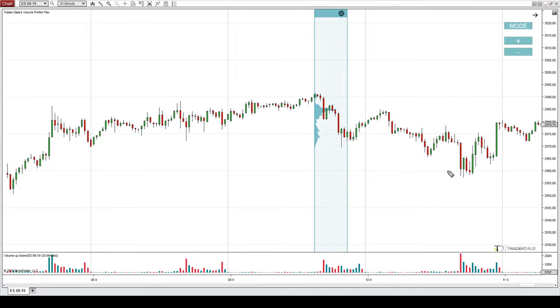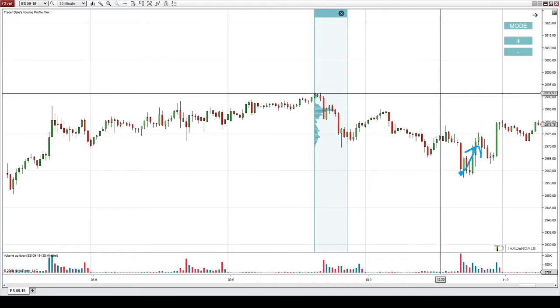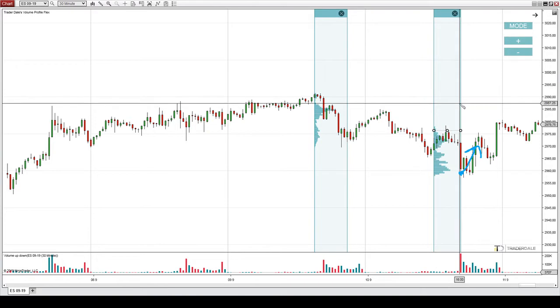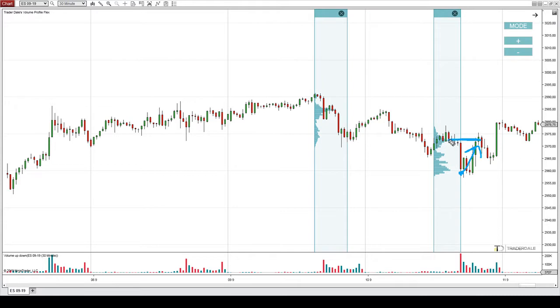Also, for example, in here, if you went long from this area, then the ideal place to quit your trade would be in here. All right, based on this volume cluster, heavy volumes in here.